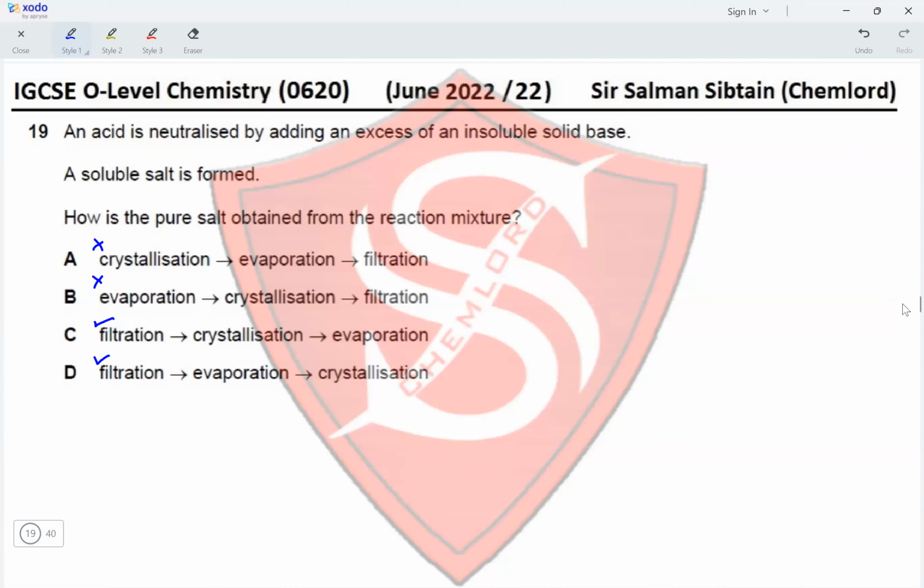Now the options are whether we crystallize and then evaporate, or first evaporate and then crystallize. Since we have a soluble salt, we need to get rid of the water before we crystallize it. So evaporation will come before crystallization. This makes option C incorrect and option D correct. Therefore, D is the correct option for this question.